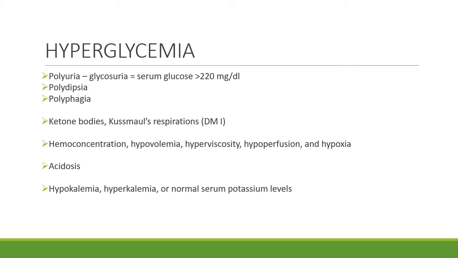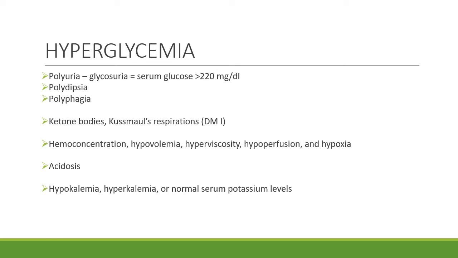Patients with type 1 diabetes may also develop ketone bodies and Kussmaul's respirations, which we'll talk about. With both types, type 1 and type 2, with the excessive urination, we get hemoconcentration, hypovolemia, dry cracked mucous membranes, hyperviscosity, hypoperfusion, and hypoxia. Diabetes type 1, when they're in DKA, they can get profound acidosis. Diabetes type 2 tends to only get mild acidosis.